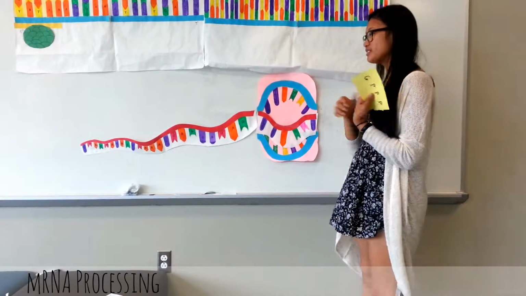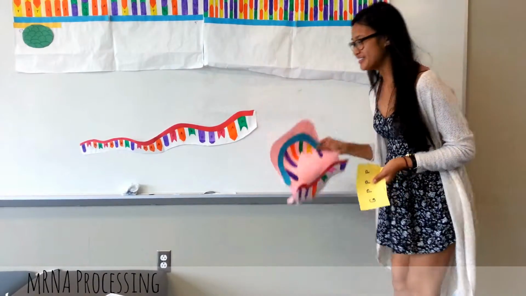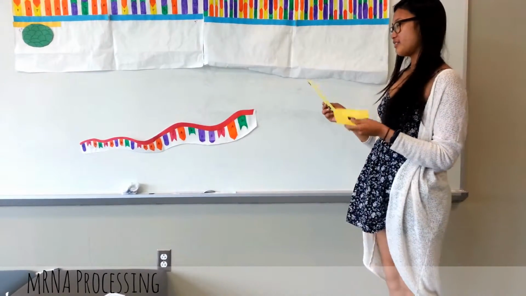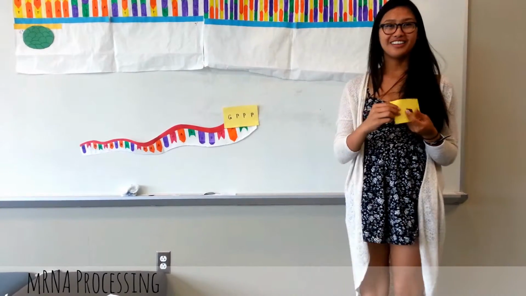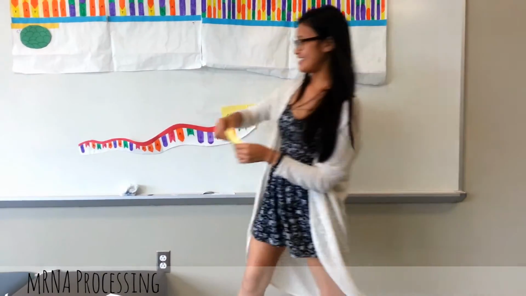RNA processing must occur before the pre-mRNA leaves the nucleus. The modified guanine cap is added to the 5' end, while the poly-A tail is added to the 3' end.